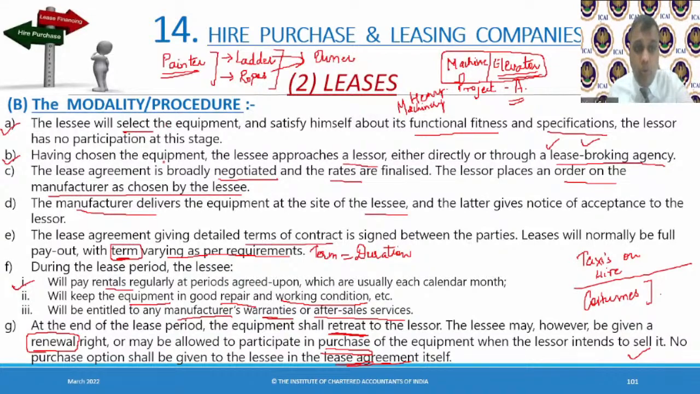So he chooses what kind of ladder, how many steps, what height he requires, what kind of ropes he requires. Then he approaches the trader who sells in trade, or any person who gives such equipment on rent, and takes it on lease. I hope, Tanu, that is clear.